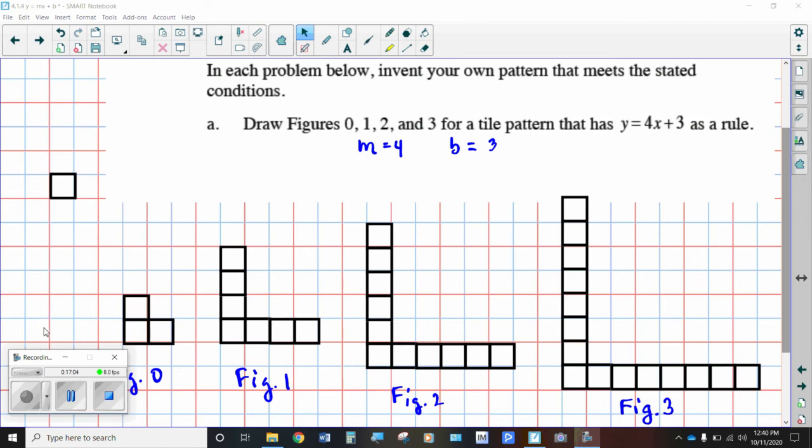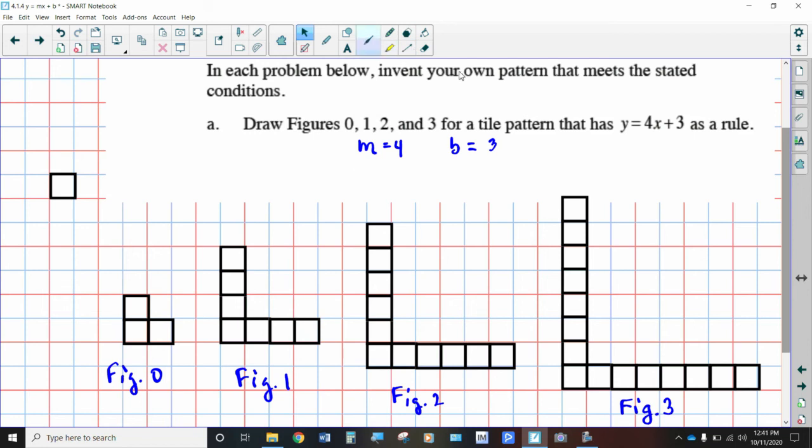Alrighty, this is what mine looks like. We know that the y-intercept, or the starting point, was 3, so we need 3 tiles, and I just decided to make a little L shape. And since the growth rate was growing by 4 every single time, I decided to add 2 to the top and 2 to the side.